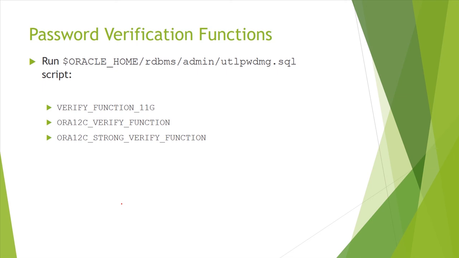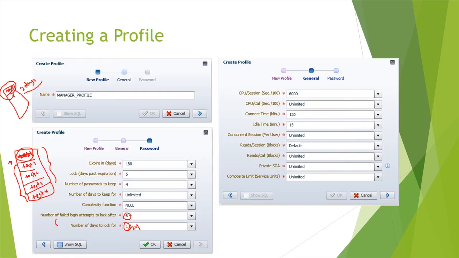How to create a complexity function? You can create a normal function. If you are familiar with creating Oracle database functions, you can create your own function, or you can run a script under Oracle Home RDBMS admin. This is the script: utlpwdmg.sql, which stands for password management. If you run this script, Oracle will create 3 verification functions: verify function 11g, Oracle 12c verify function, and 12c strong verify function. You can use any one of these functions to specify a complexity function in the profile.